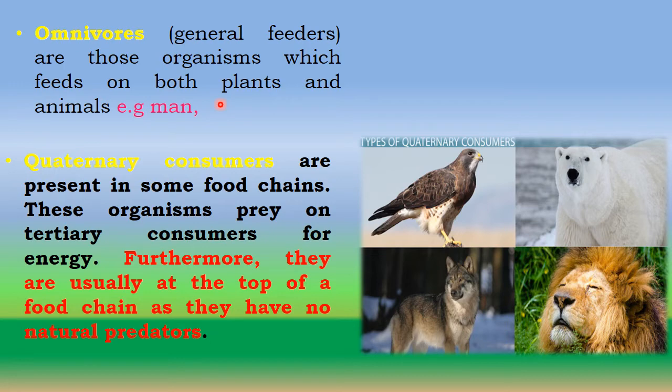And the final trophic level is quaternary consumers. These are present in some food chains. These organisms prey on tertiary consumers for energy. Furthermore, they are usually at the top of a food chain as they have no natural predators. Here are the examples of the quaternary consumers.